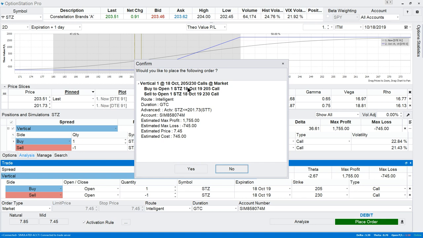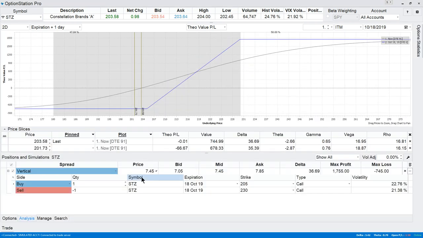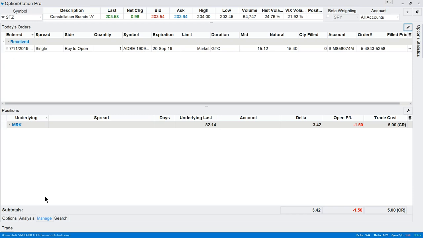The moment you place the order, you will get a confirmation window that tells you that you are about to buy a bull call spread made of the 205 and 230 calls that expire in October, and you're going to buy it only if the price of the stock activation drops to equal or less than 201.73. If you're satisfied with that, you just click yes. And as you can see now in my manage window, I have a received order I just sent.